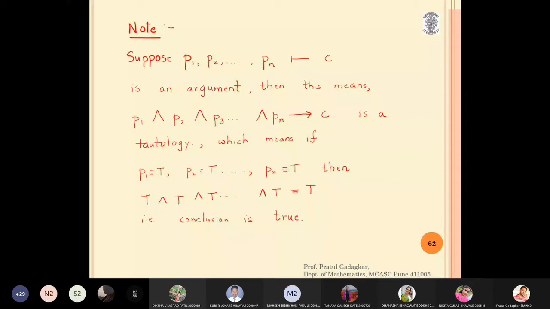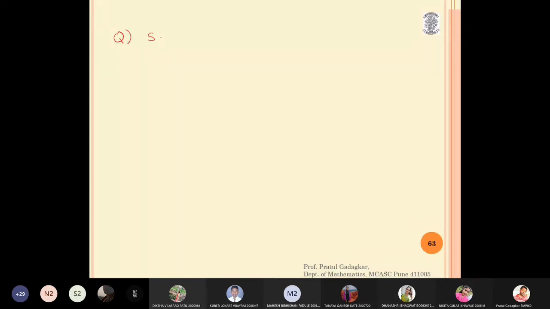Let's take one simple exercise now. Show that P or Q, comma P, conclusion negation Q, is an invalid argument. Solution.